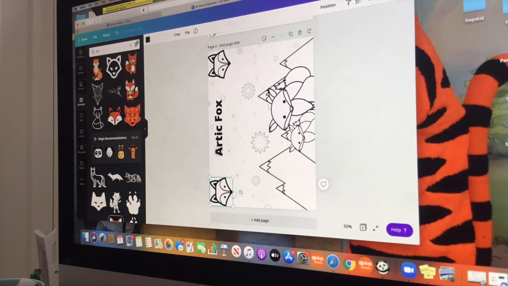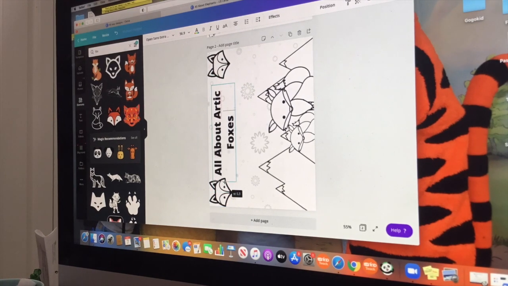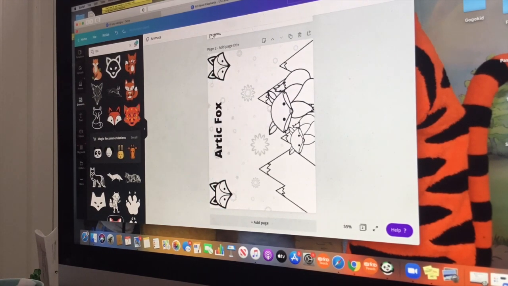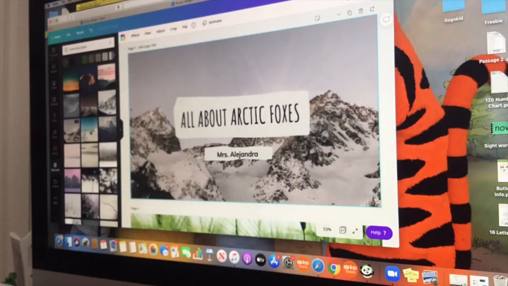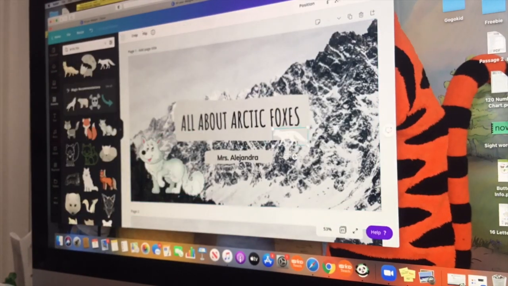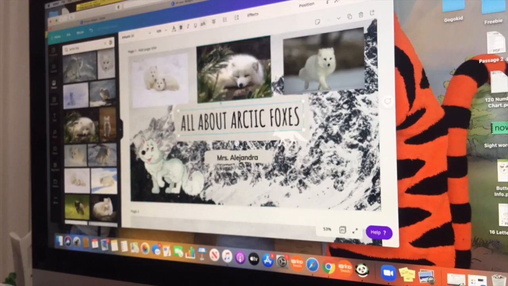Now, yes, I realize here I spelled Arctic fox incorrectly. I did catch my mistake right away. I don't know why I kept writing Arctic fox, Artic. I don't know why, but I kept doing it.